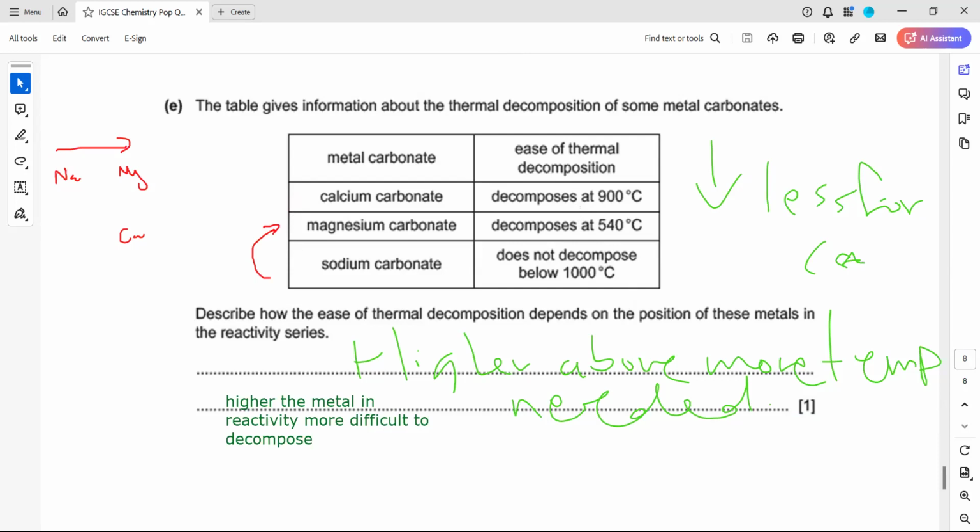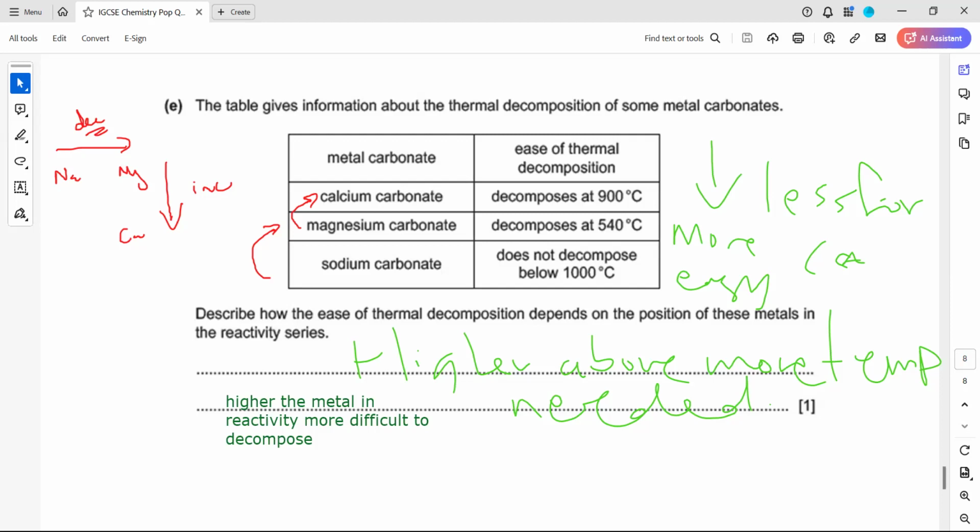And as you go down the group, when you compare magnesium with calcium, what happens to the thermal decomposition? It will become more stable. So as we move across a period, from sodium carbonate to magnesium carbonate, we observe the thermal stability decreases. But as we go down the group, we observe the thermal stability increases. You're not supposed to say the reason here.